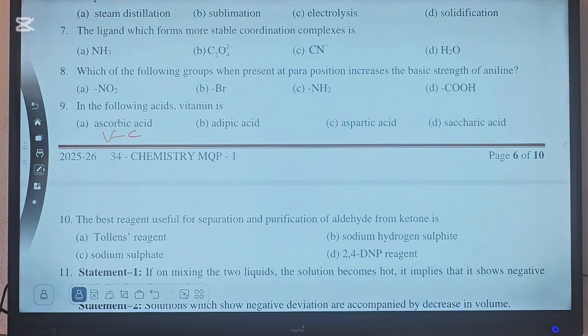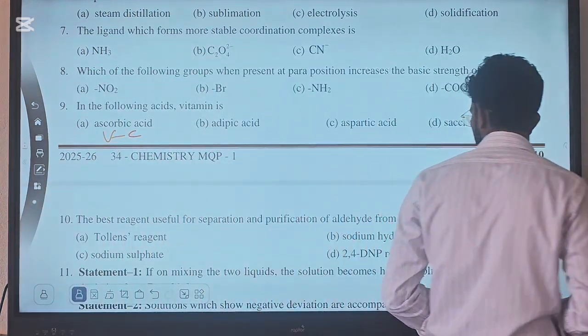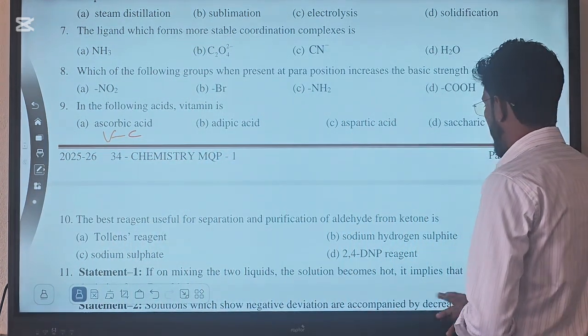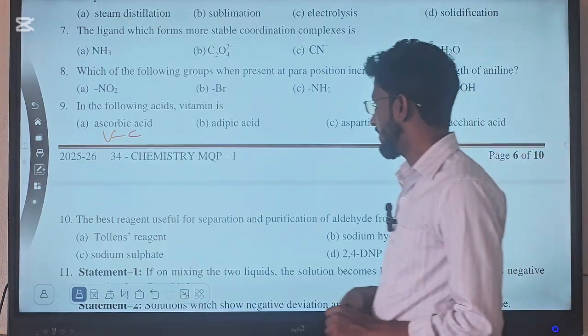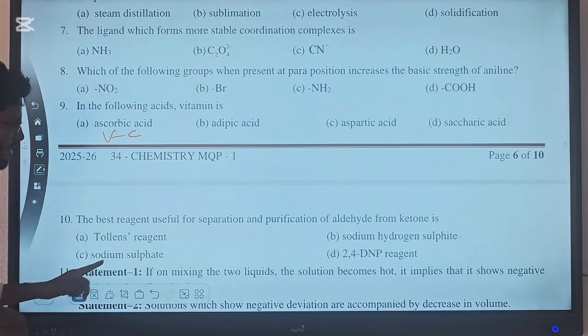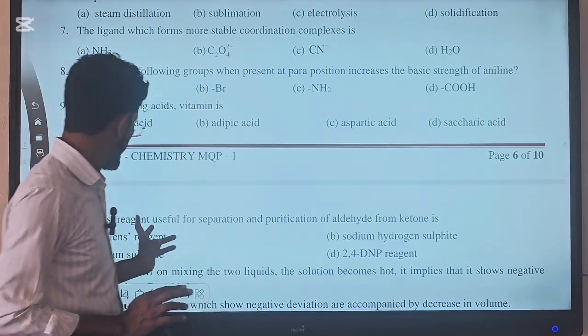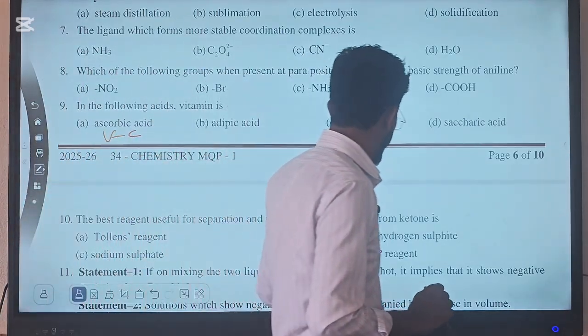Okay. Now after question number 9, we see question number 10. The best reagent useful for separation and purification of aldehyde from ketone. Tollens reagent is also used for the separation of aldehyde and ketone. We can distinguish aldehyde and ketone by Tollens reagent. Sodium hydrogen sulfite.